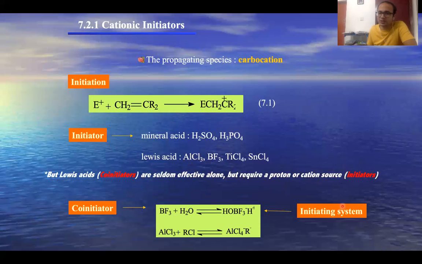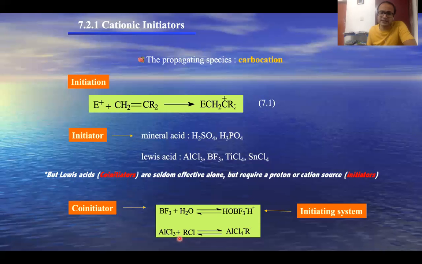So that combination is called the initiating system. For example, here BF3, when it is used as an initiator, we usually have a proton source like water. When we use water here, they react to form this type of intermediate, because you have an H+ and OH minus generated in the process, and this OH minus would be accepted here to form OH BF3 minus, and H plus is generated in the process. Now, H plus is the one that is activating here, and the counter ion would be OH BF3 minus.